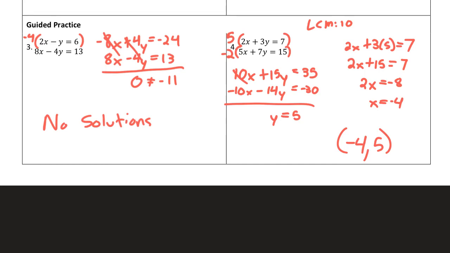So I canceled out the x's, figuring out that the least common multiple of 2 and 5 is 10. So I multiply the top by 5, the bottom by -2 to get the signs to be opposite signs. The x's subtracted to be 0. 15y minus 14y is 1y. That equaled 5. So I substituted 5 into the top equation. I got x is -4. And you can always test those solutions to see if you're solving it correctly.